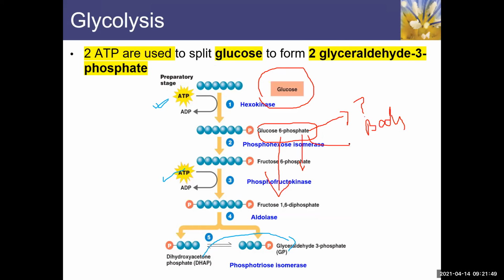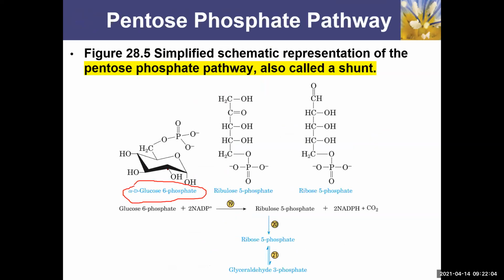Now you might ask me, what are you going to produce from the glucose 6 phosphate? Again, it takes place in the cytosol. If the question asks where it takes place, I forgot to mention it here: it also takes place in the cytoplasm, the cytosol. The pentose phosphate pathway is also sometimes called the PPP, or just the shunt pathway.